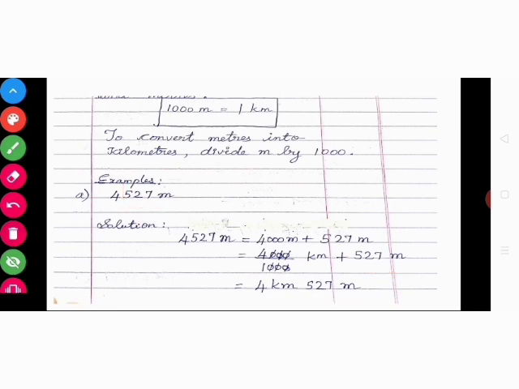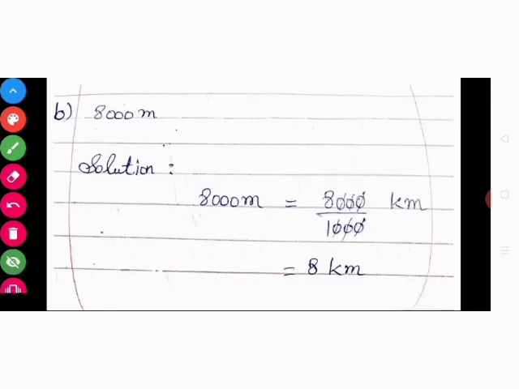Okay children. And then look, one more example. 8000 meter is given. You want to convert into kilometer. So 8000 divided by 1000 is 8 kilometer. Your answer is, as I told, that shortcut method. The last 3 digits consider as meter. After that, the remaining digits you can write as kilometer.